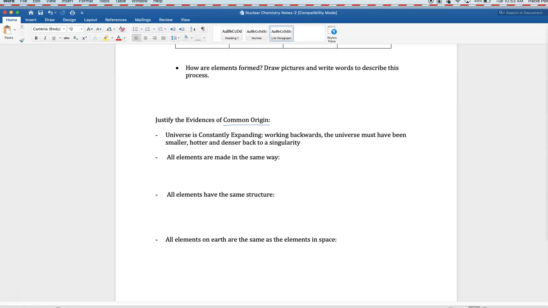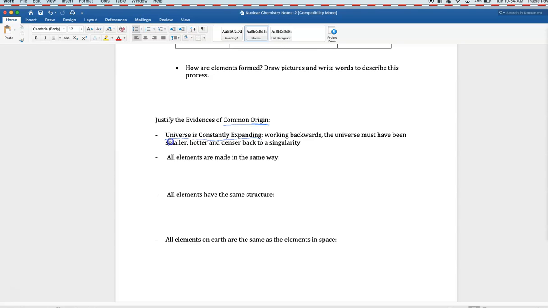So for instance, there's evidences of this. All four of these are evidence. The universe is constantly expanding, okay? So as we look out into the universe, we can see that it is moving out and out and out, which means that our universe doesn't have a set area or a set volume. It just keeps moving out, which leads us to believe that we all had to start somewhere and then started moving out. So the universe constantly expanding supports the idea that we have a common origin. We all came from the same place.